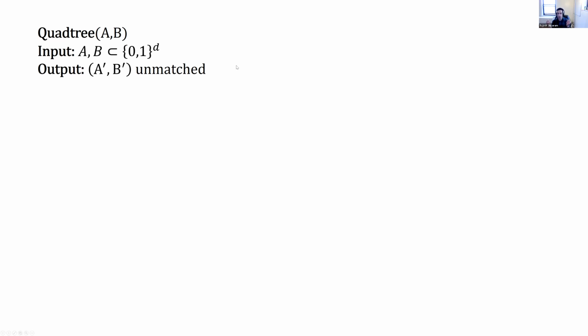And so it's going to take as input two subsets. What it's going to do is match up some maximal pair of the subsets and then return some unmatched points, A prime, B prime. So for example, if A has more points than B, we're going to match up as many points in A as we can to B and then return some unmatched points A prime. Similarly, we would return some unmatched points B prime if B was bigger than A.